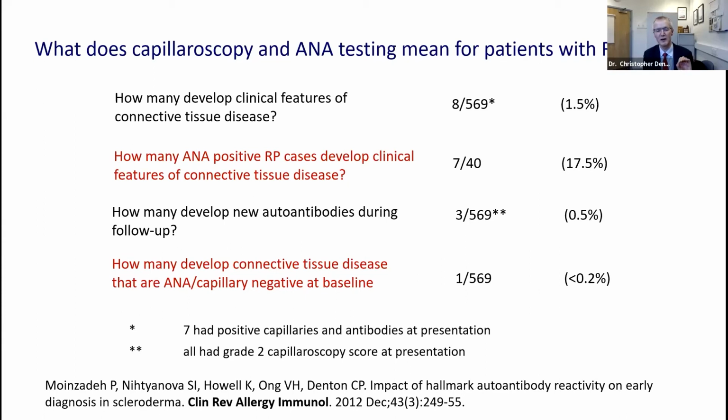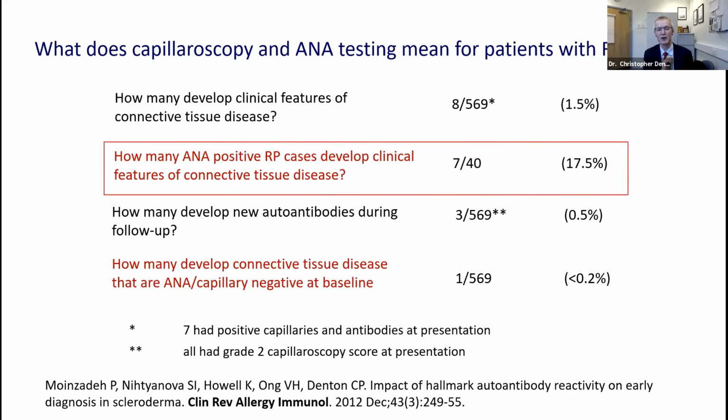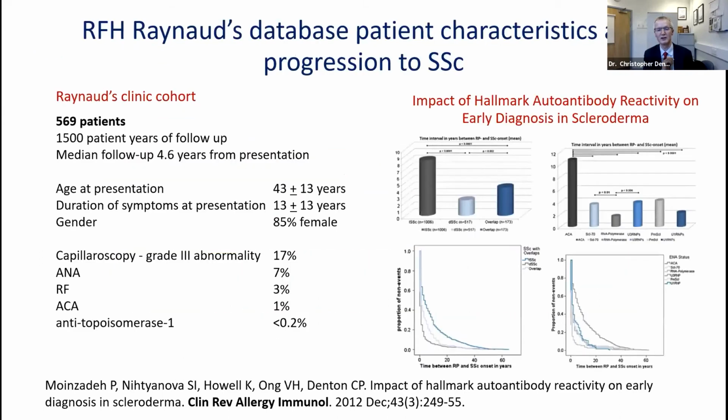So very few of our patients developed a new antibody, and even fewer if they had negative antibodies and normal capillaries at baseline, even with this long duration of follow-up, a very low rate of progression. So this is important because it means we can identify patients at very low risk of future progression.